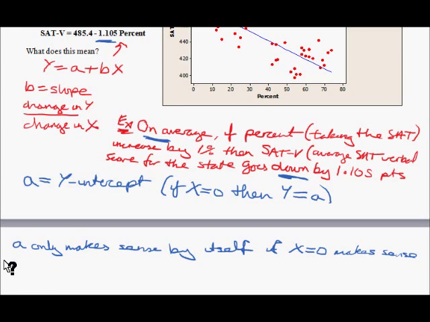Well, for example, what does x equals 0 mean? X equals 0 would be 0% taking the test. Right, 0% taking the SAT.